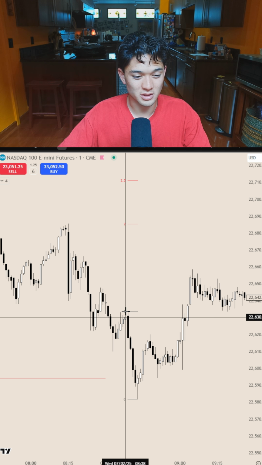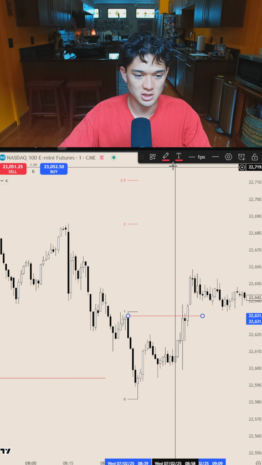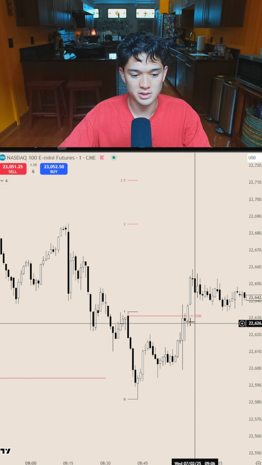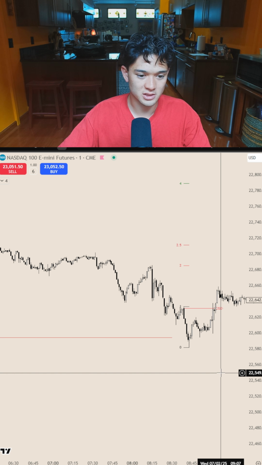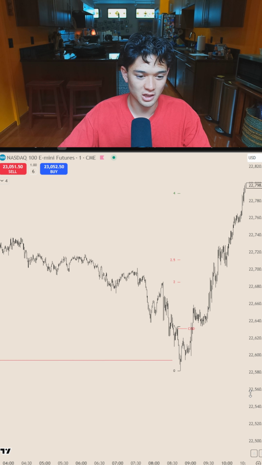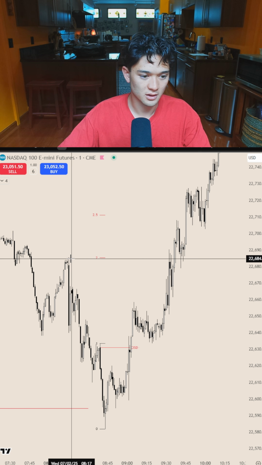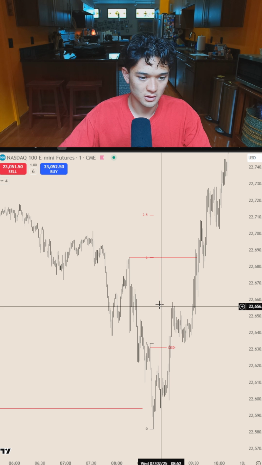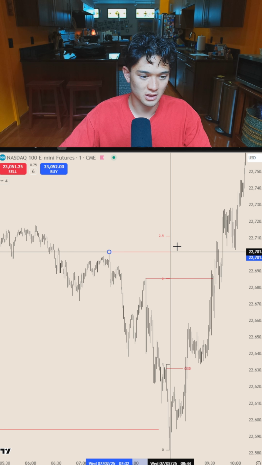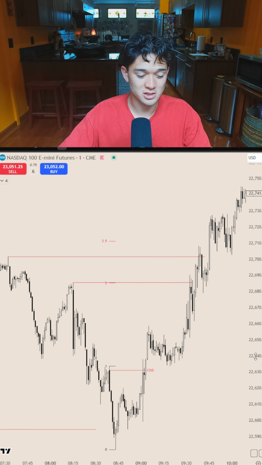Okay, and then we get a market structure shift, a change in the state of delivery, whatever you want to call this, displacement move through this. And now let's see, where does standard deviation line up with? Well, we have this high. This high is right around 2 standard deviations. And we also have this pretty significant high. So this is where I'd be targeting.